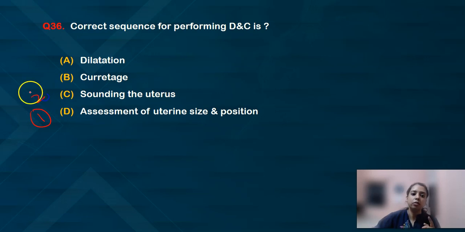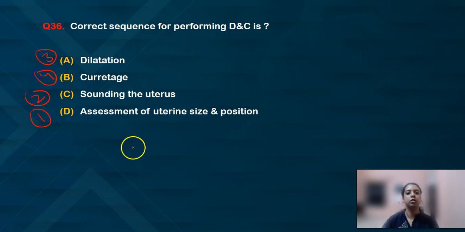Then you will sound the uterus to see the uterocervical length. Before sounding, you want to know the uterine position, because if it is a retroverted uterus, you will poke the anterior wall and cause perforation. So you first see the position, then sound the uterus. After sounding, you do the dilatation, and after the dilatation, the next step is the curettage.